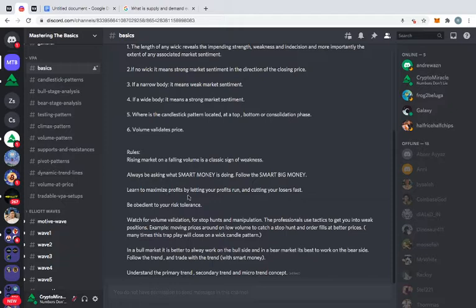Next, learn to maximize your profits by letting your profits run, which is what we just explained, and cutting your losses fast. So, having a stop loss. Enter the market at 3-to-1 or 2-to-1, whichever suits your risk tolerance. Know your risk tolerance, obey it, let your profits ride, and then follow up your profits with a stop loss order.